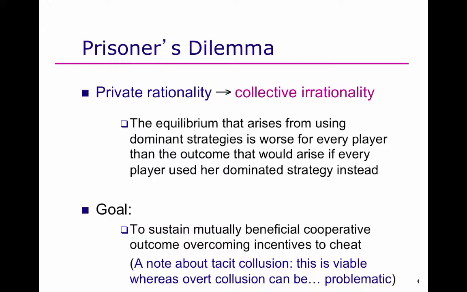Our goal is to, of course, attempt to figure out a way to achieve a beneficial cooperative outcome, overcoming the incentives to cheat. This is called tacit collusion. Overt collusion, we should say, is problematic in a kind of legal climate where antitrust is predominant.